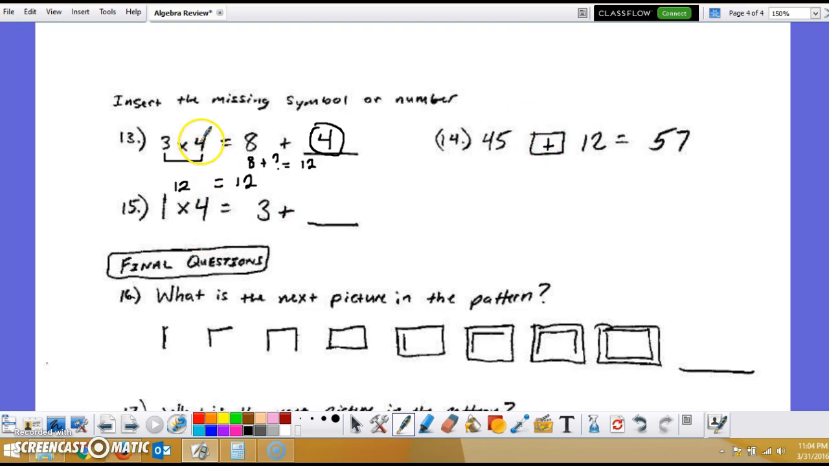Number 15 is very similar to number 13. Step 1, take the part of the equation that gives you all of the pieces of the problem that you need. So 4 times 1 would get me 4, which means whatever I'm adding to 3 must also get me 4. And how can I use algebra to solve? I set up an open number sentence. 3 plus a variable will equal 4, which means I take 4 and 1 and do the opposite operation of addition, which in this case is subtraction, to get me my missing variable, which is 1.